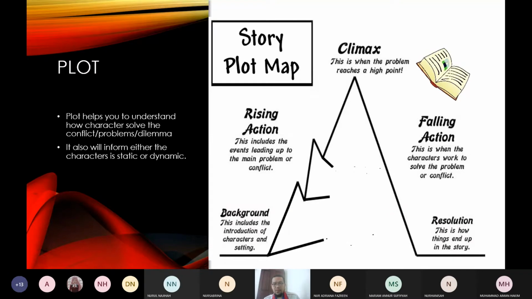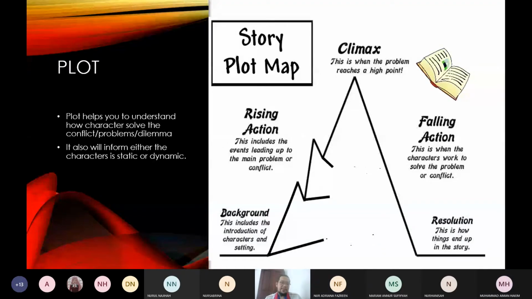And then falling action, this is when the character work to solve the problem. Falling action ni kadang-kadang bila dia tak ada, dia akan jadi anti-climax lah. Ada certain short story yang tak ada falling action, maksudnya problem tu tak berjaya diselesaikan, terus saja resolution. So dia anti-climax kita panggil. Okay. So far ada masalah ke tentang plot? Okay, guys? Okay je.